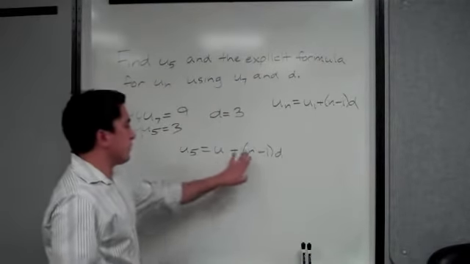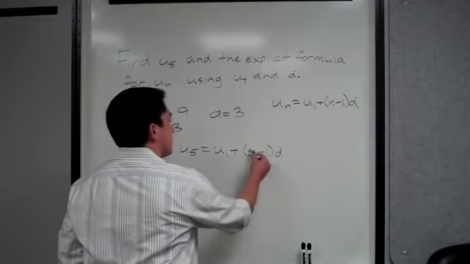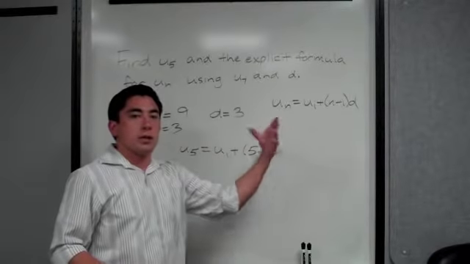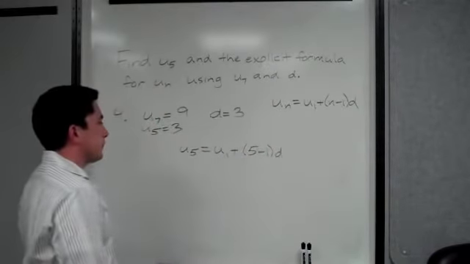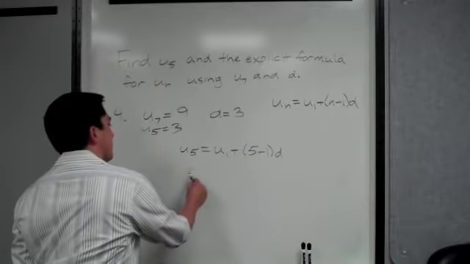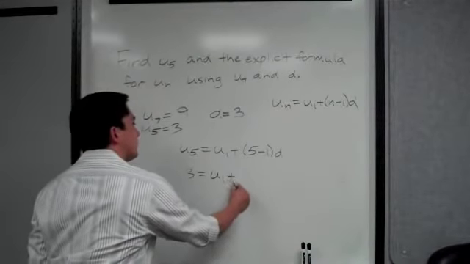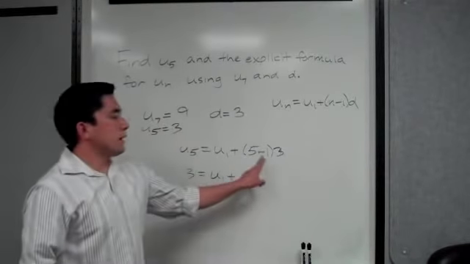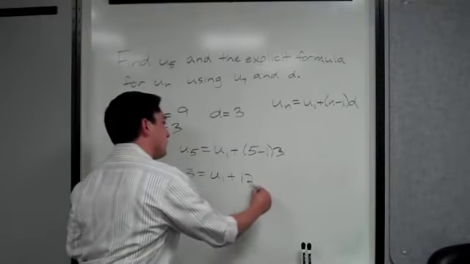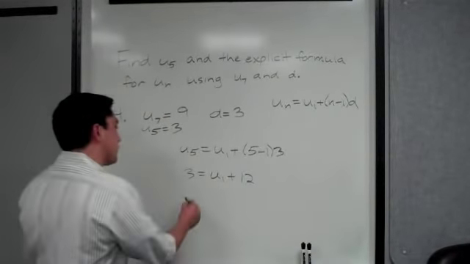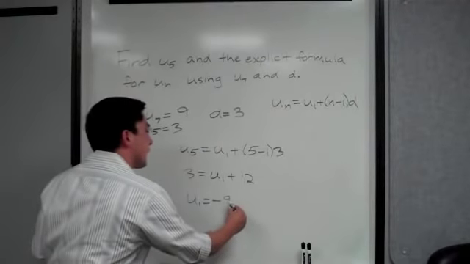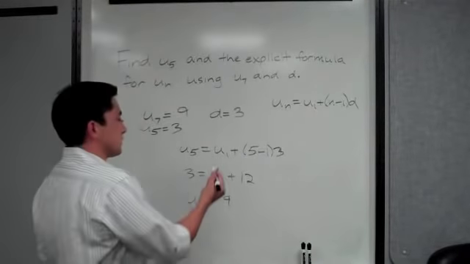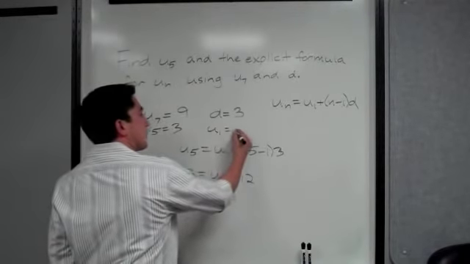But how far is it from 1 to 5? We know that n has to be 5. We're trying to find our first term. We need to find our first term in order to create an explicit formula, okay? So now 3 is equal to u sub 1 plus, and we know d is equal to 3, 5 minus 1 is 4 times 3 is 12. So we move the 12 over. We know u sub 1 is equal to negative 9. Okay? U sub 1 is equal to negative 9.